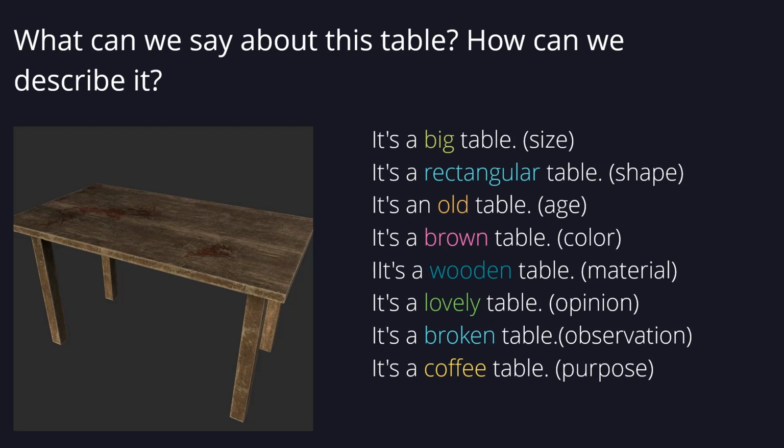Alright, it's a big table, and that's talking about its size, okay? It's a rectangular table. That's the shape of the table. It's an old table, age. It's a brown table, that's the color. It's a wooden table, material. It's a lovely table. Now that is your opinion, because some persons will look on and say, what an ugly table. Alright, it's a broken table. That's what you observe. The legs look a little crooked. It's a coffee table. That's the purpose.